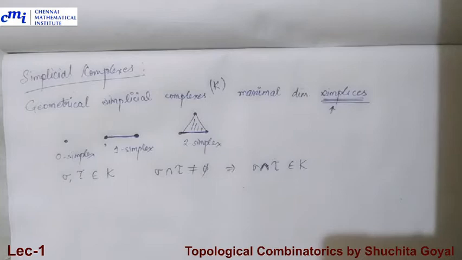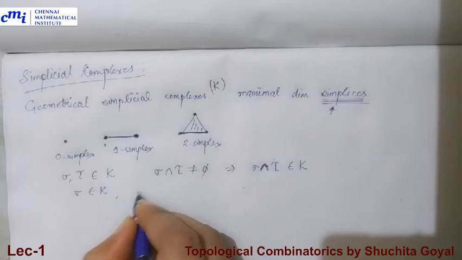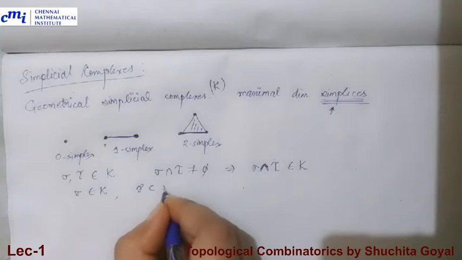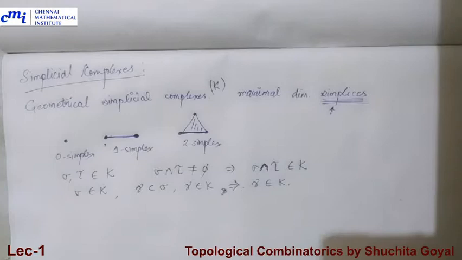And the other thing, which I was saying by all its faces also should be there, is that if sigma is a simplex and gamma is contained in sigma and gamma is also a simplex, then this should imply that gamma should be present in this collection. So a geometric simplicial complex is nothing but the collection of all simplices and its faces. We will soon see why we are distinguishing and calling it geometric simplicial complex, because there is something called abstract simplicial complex. But we'll come to it in a minute.